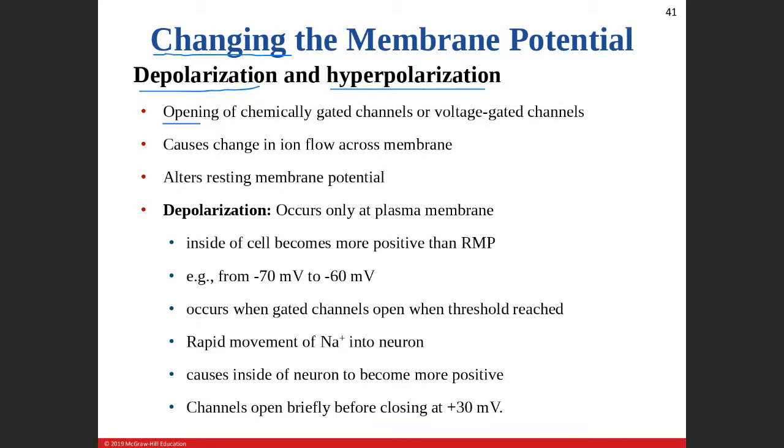Okay, we're going to open up some of those voltage gated channels. Those gated channels will now influence that resting membrane potential, because depending on what channel we open up, it's going to allow a specific ion to flow through. Remember, these channels are ion specific. You can't have sodium travel through a potassium channel. That's one thing you definitely need to know.